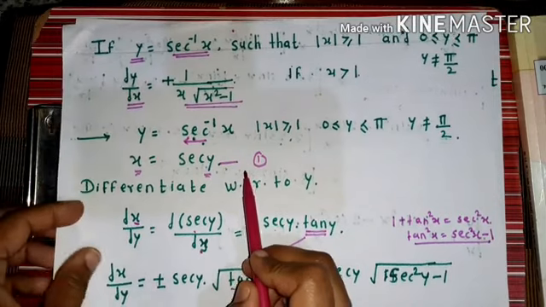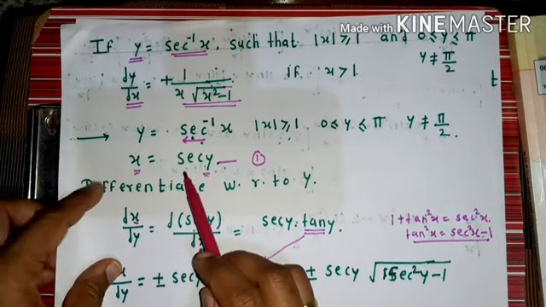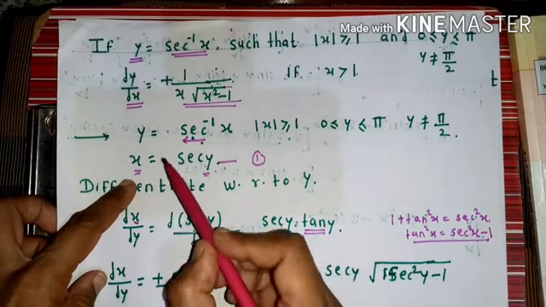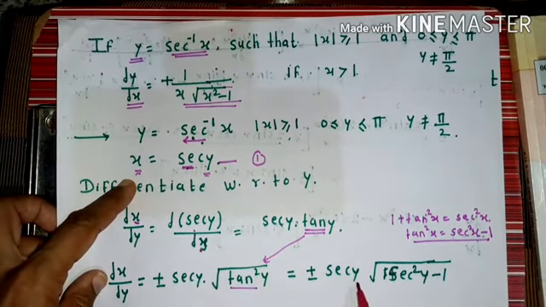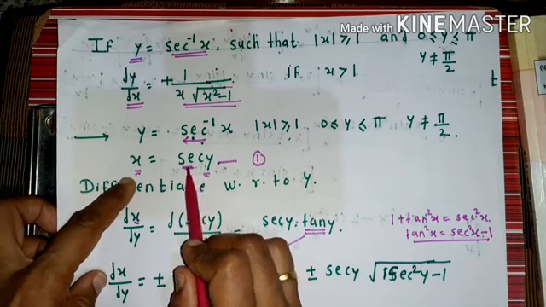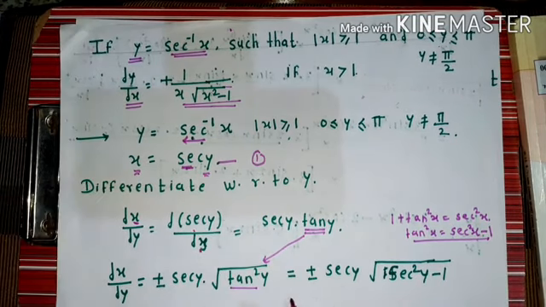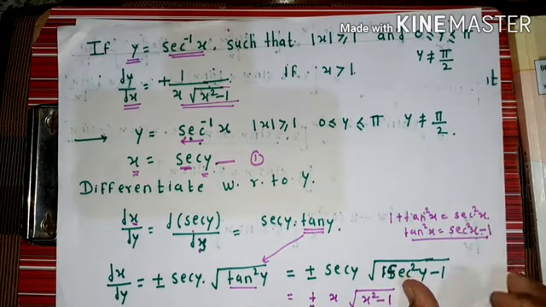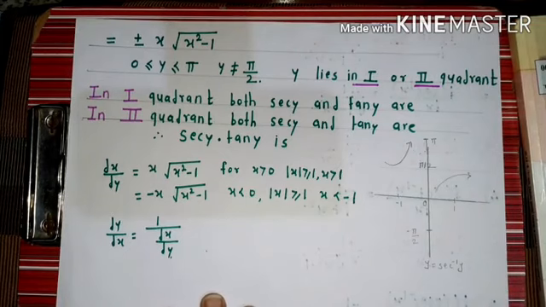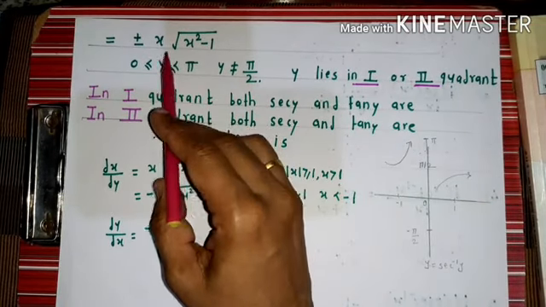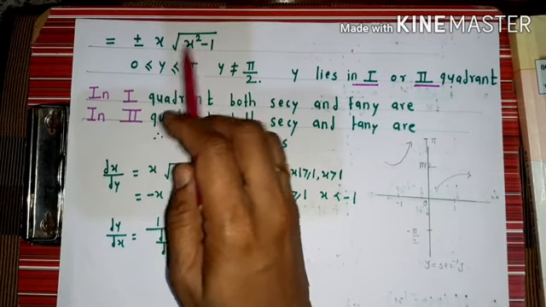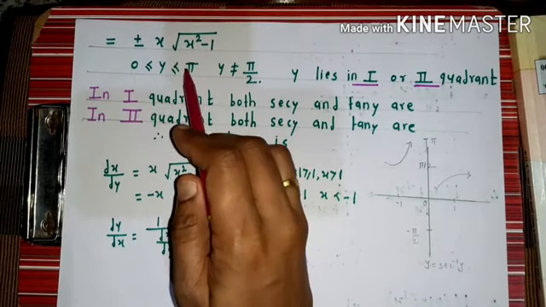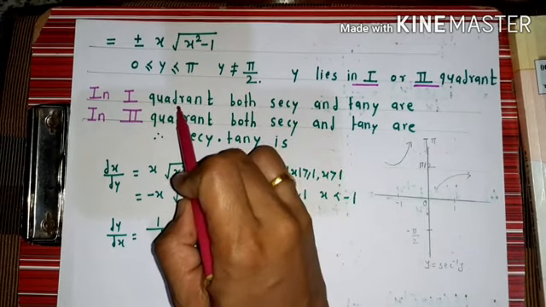From equation 1, the value of x, that is the value of sec of y, is x. We put this value here, and this is equal to plus or minus x into square root of x square minus 1, where x is sec of y. Now we know that this is plus or minus x square minus 1, and we know that y lies between 0 to pi, but y is not equal to pi by 2.